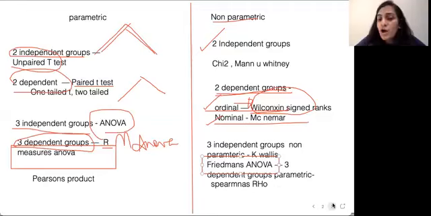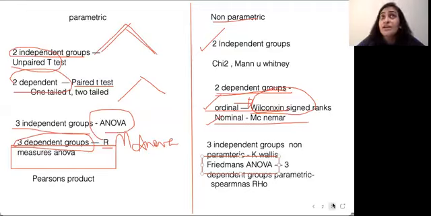Three independent groups, non-parametric. Kruskal-Wallis, good. Three dependent groups, parametric. Repeated measures ANOVA. If I say three independent groups parametric, it will become ANOVA. Depending on the number of independent variables, it will be one way, two way, but it will be only ANOVA. But if I say dependent group, then it is going to be repeated measures ANOVA.